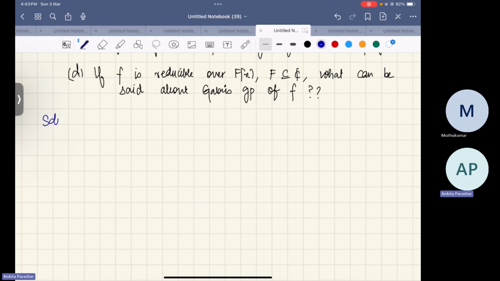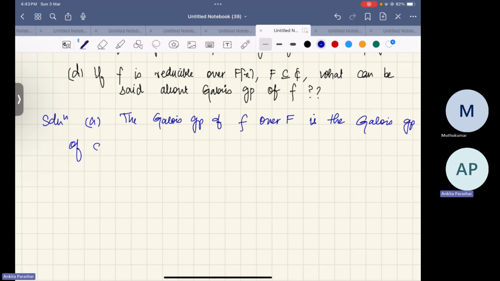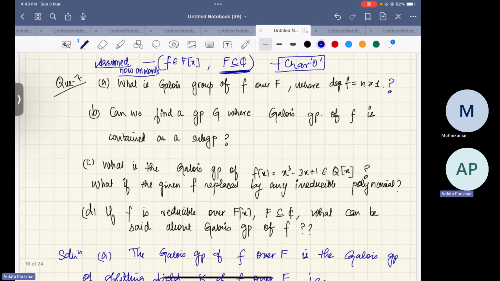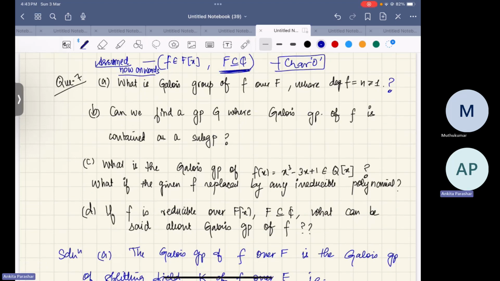So, solution A. We say the Galois group of polynomial f over F is the Galois group of the splitting field, say K of f over F. So I think it is clear. Now we know this. Question B: can we find a group G where the Galois group of a polynomial is contained as a subgroup of Sn? Oh, sorry. What I'm saying is, can we find a group G where the Galois group of the polynomial f is contained as a subgroup?